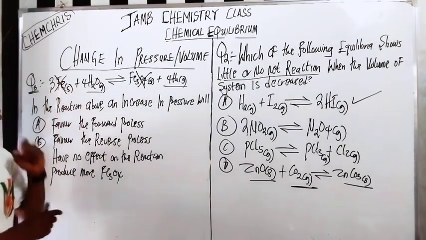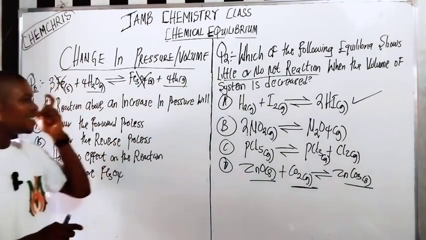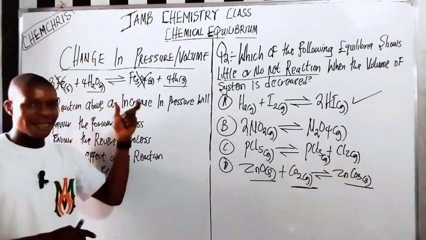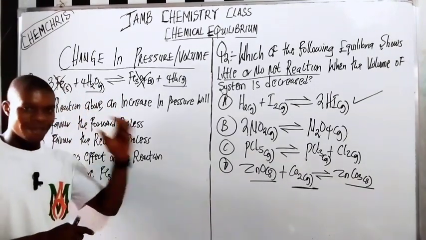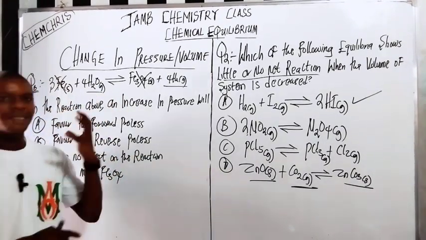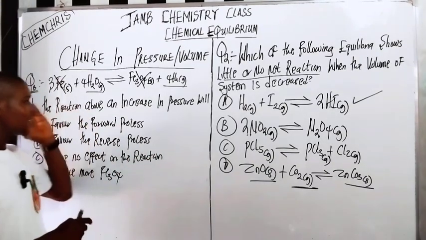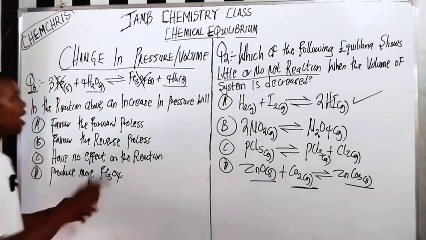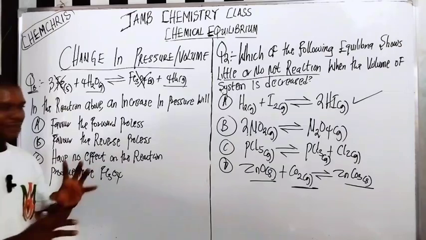So how many moles do you have here? Here we have 4 moles. Here we have 4 moles. So there will be no net reaction here. Whether you increase volume, decrease volume, increase pressure, or decrease pressure, there will be no net change. Do you understand? Because why? The two sides are the same.